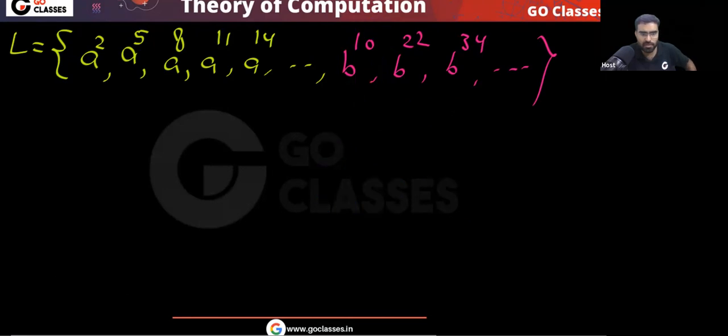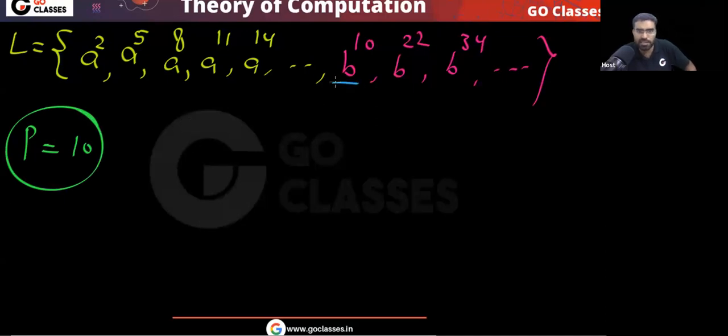Why? Tell me why. For example, if you take p equal to 10, then is this a candidate string or not? If you take p equal to 10, then this is a candidate string.